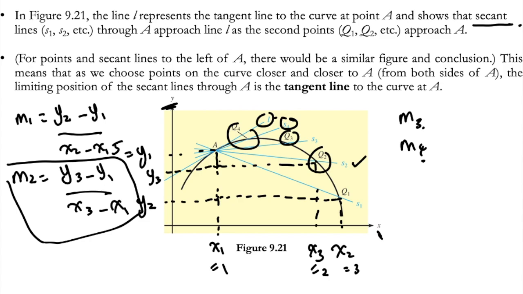Alright? So when it approaches point A here, that means Q1 here, X2, moving to X3, X3 becomes closer to X1. We have another one here, X4 becomes closer and closer to X1. So basically, when the X value here becomes closer and closer to X1, then we can see the denominator here becomes smaller and smaller, isn't it?